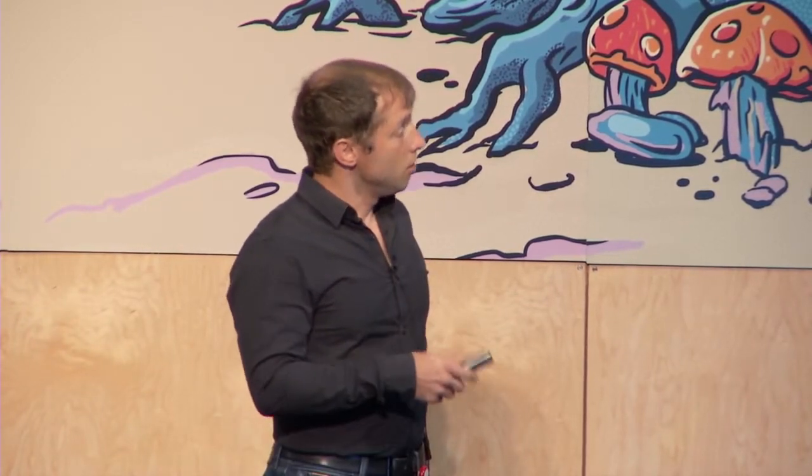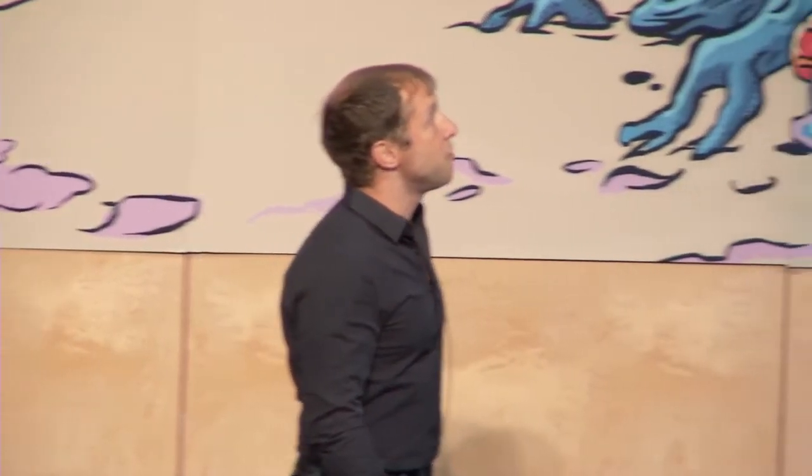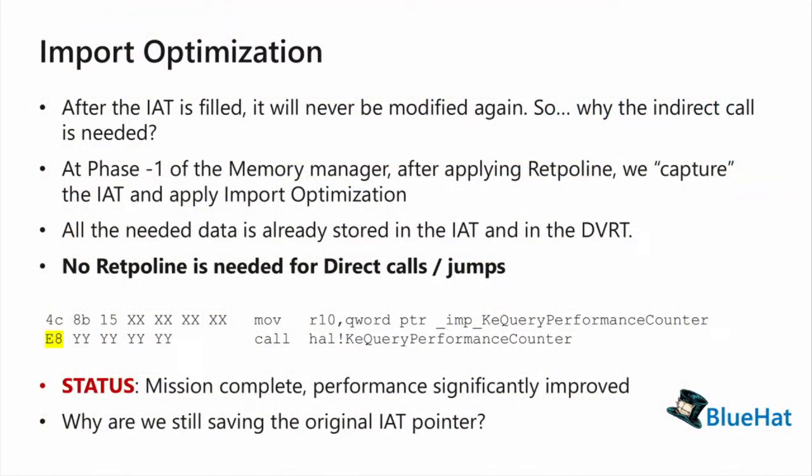there is no reason why we still need to emit an indirect call. So basically, you need to imagine the loader that compiles the IAT. We apply Retpoline, and then we designed something called import optimization. Because if you think about it, the indirect call exists for imported functions only because you need to check the IAT. But when the IAT is filled, it will not change. So why bother using an indirect call? We can emit a direct call or jump.